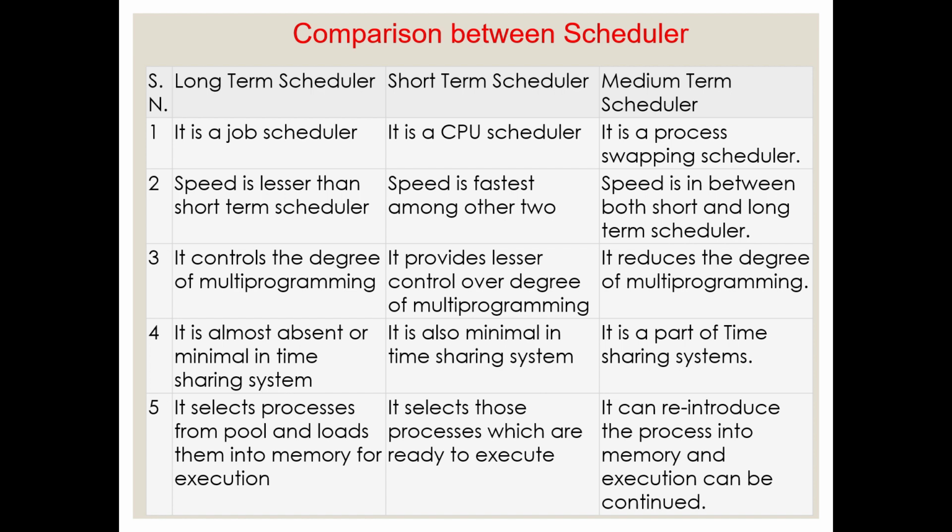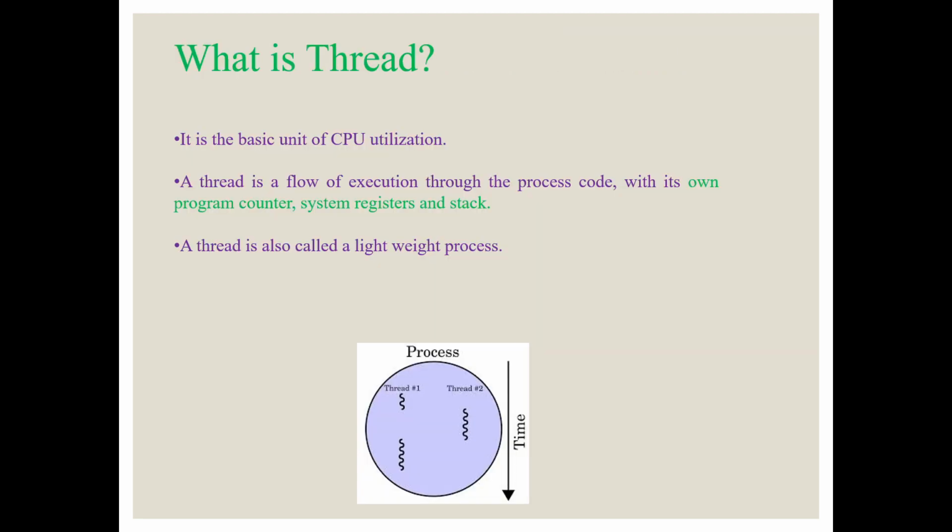Long-term scheduling selects programs from the pool and loads them into memory for execution. Short-term scheduling selects those processes which are ready to execute. Medium-term scheduling reintroduces the process into memory so that execution can be continued. So this is the comparison between the schedulers.